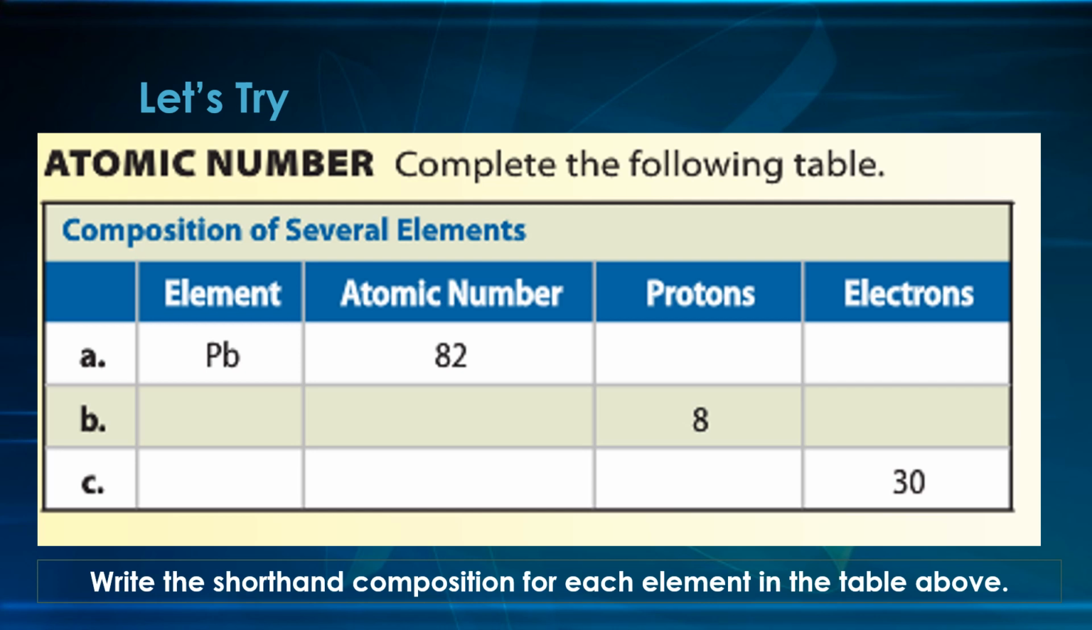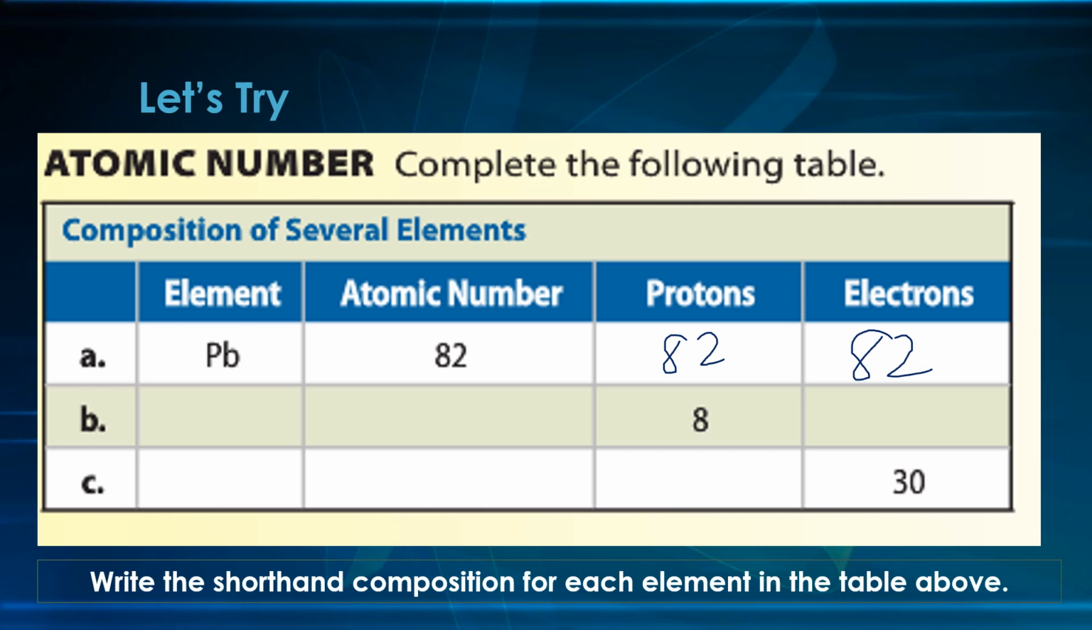So for the element Pb, which is lead, it has an atomic number of 82. Remember, the atomic number represents the number of protons. So to fill in this table, we would put in the number 82 for number of protons. And because it's a neutral lead atom, I would also fill in the number 82 for electrons.